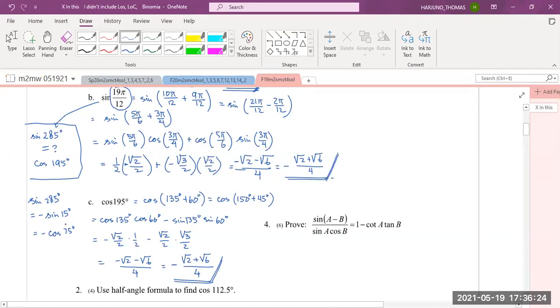Are you right? No. The reference angle here is 75, not 15. This is 15. Now, on the other hand, cosine 195 degrees, that's quadrant 3, that's negative cosine. Reference angle is 15 degrees. So they're supposed to be the same.